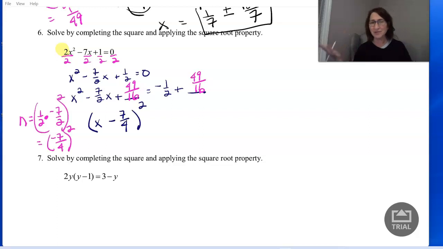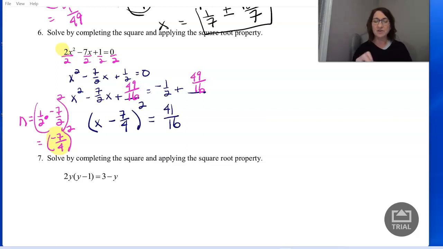How did I do that so fast? Right, it's right there. I just looked over at it. Okay, and then that is going to be equal to negative 1/2 plus 49/16. I've already done the math, and I got 41/16.